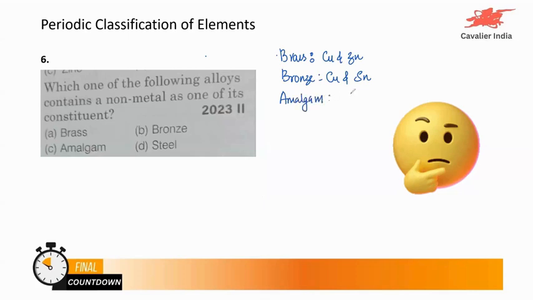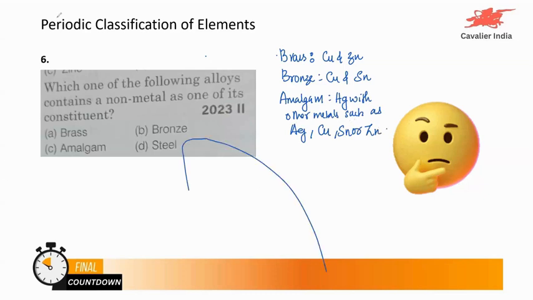And what is amalgam? Amalgam means mercury, Hg, with one or more other metals, such as silver, gold, tin, or zinc. Clear. And here, which is the next option?